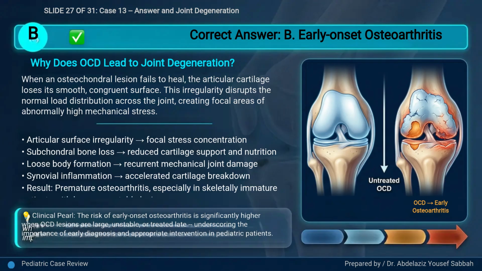The cascade that leads to joint degeneration includes articular surface irregularity causing focal stress concentration, subchondral bone loss reducing cartilage support and nutrition, loose body formation causing recurrent mechanical joint damage, and synovial inflammation accelerating cartilage breakdown. The result is premature osteoarthritis, especially in skeletally immature patients with large or unstable lesions. Clinical Pearl: the risk of early-onset osteoarthritis is significantly higher when osteochondritis dissecans lesions are large, unstable, or treated late, underscoring the importance of early diagnosis and appropriate intervention.